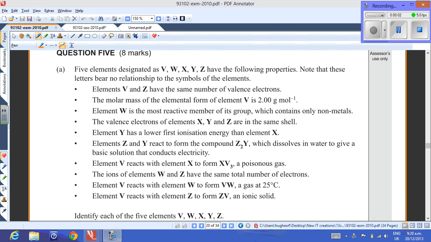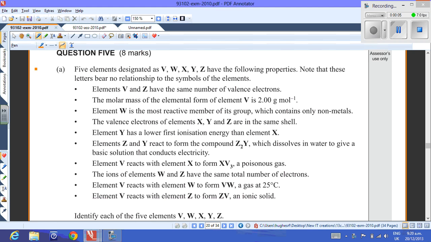Okay, welcome to question 5a from the 2010 scholarship paper. So we're finally on to the last question in this video series. This first part A is about identifying 5 elements designated as B, W, X, Y, and Z, and you're given the following properties. Note that these letters bear no relationship to the symbols of the elements.